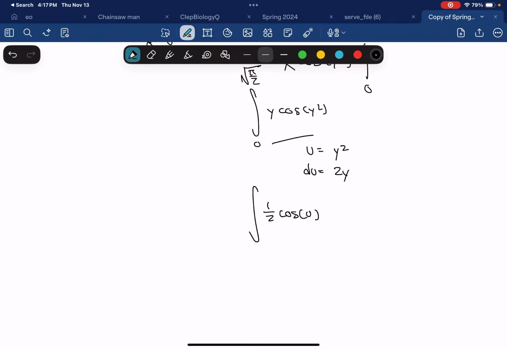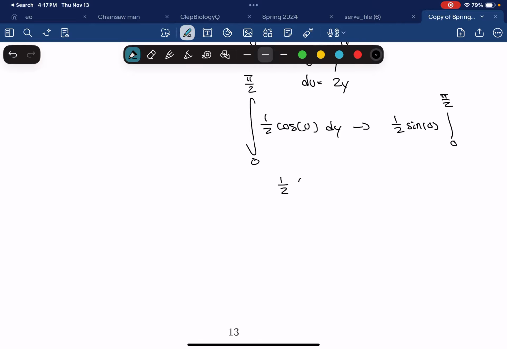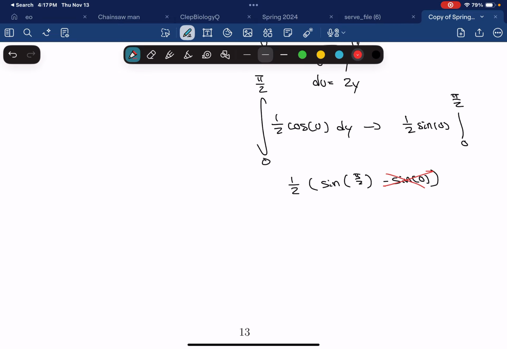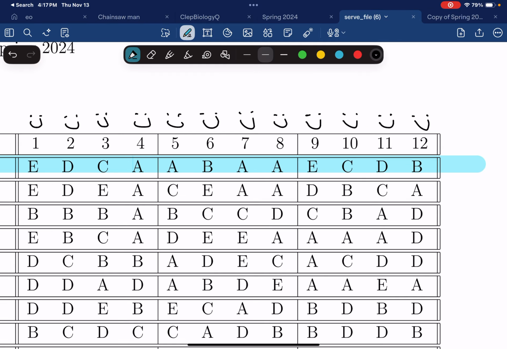from 0, which is still 0, to square root of pi over 2 squared, which is just pi over 2. This simply becomes 1/2 sine of u from 0 to pi over 2, which simply gets you 1/2 times sine of pi over 2 minus sine of 0. We know that sine of 0 is 0, sine of pi over 2 is 1, so you get 1/2 times 1, which is just 1/2, which is our answer B, which is the final answer for this one.